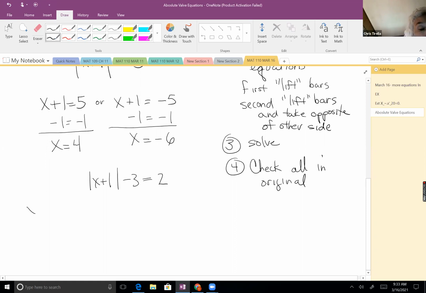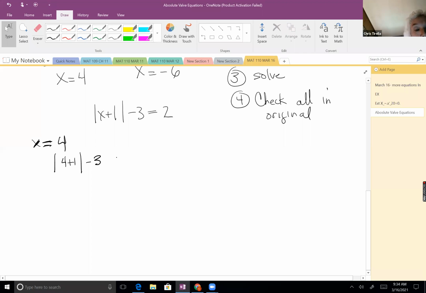If I check x equals 4, I have the absolute value of 4 plus 1 minus 3 equals 2. So 4 plus 1 is 5. That's the absolute value of 5 minus 3.